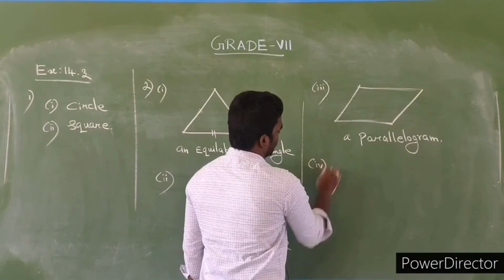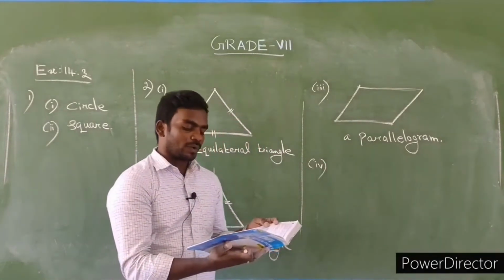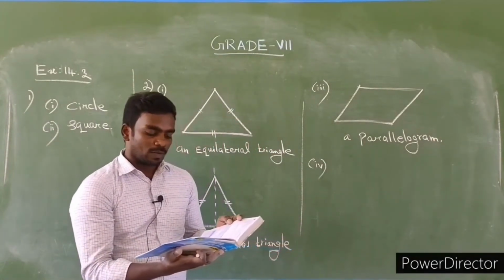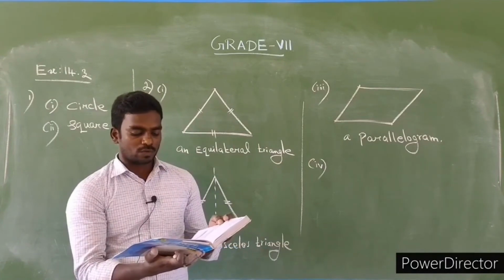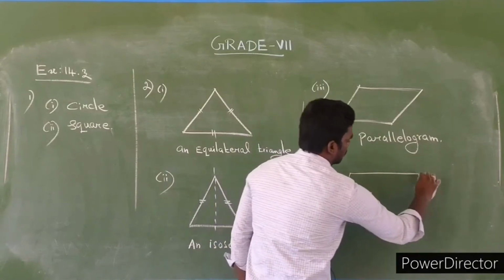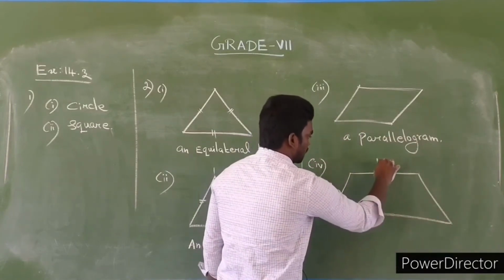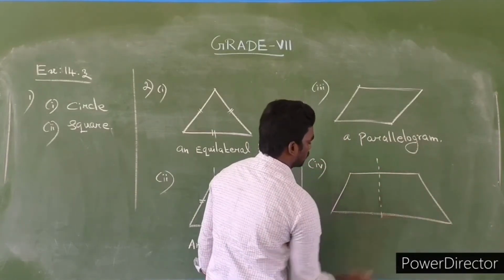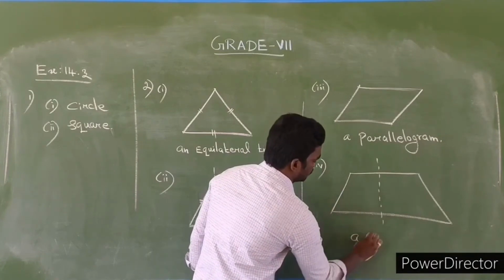Next, the fourth one. A quadrilateral with line symmetry but not a rotational symmetry of order more than one. So a quadrilateral has line symmetry but no rotational symmetry of order more than one. What is that? A trapezium.